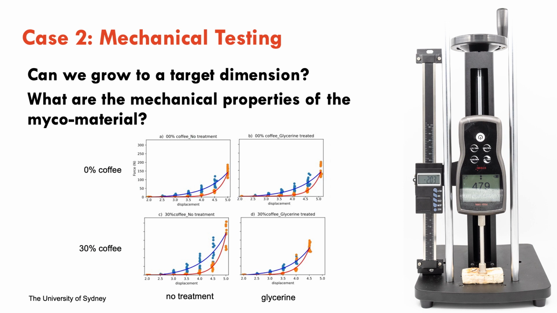We had 4 samples with each condition tested 5 times to measure force at a fixed displacement, and the material performs as an elastic material, having less force required under relaxation compared to compression. Adding coffee increased the slope or the modulus of elasticity, but treating with glycerin impacted the mixture with coffee, but not the mixture without coffee. As myco-materials are often used as insulators, we also measured the insulation properties of myco-materials.